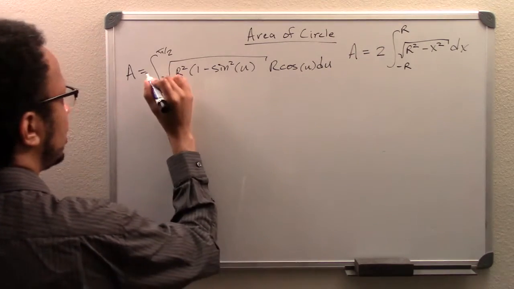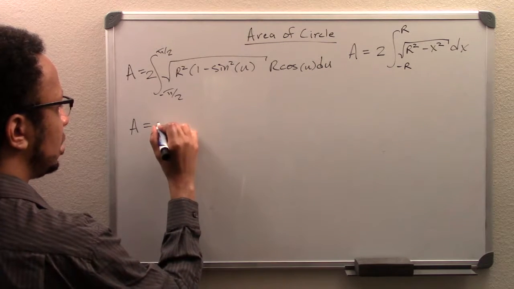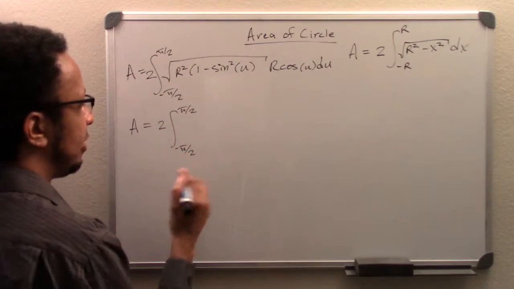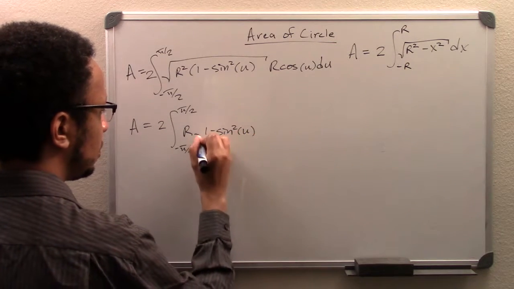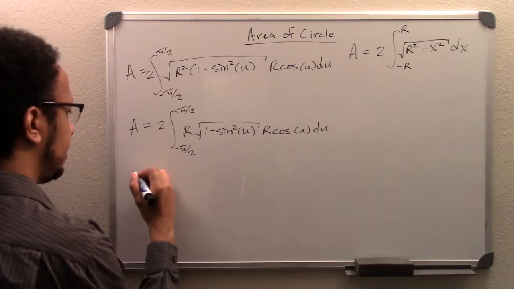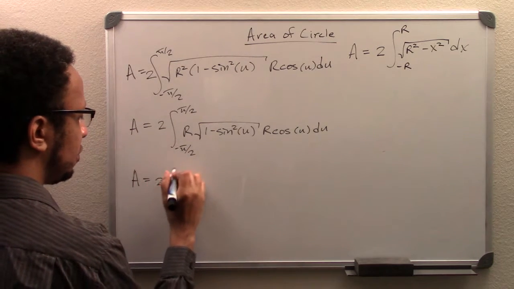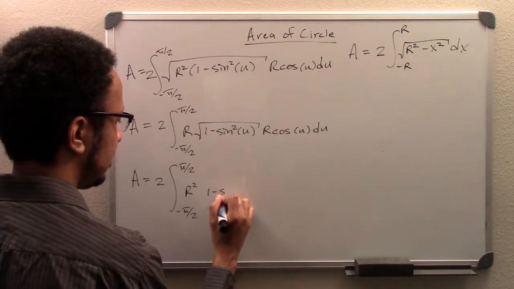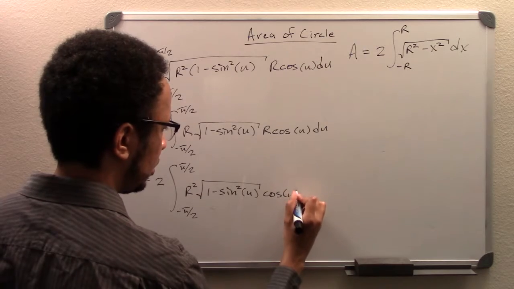I forgot to include my 2 there, so I'm going to put it here. And so this area is going to be equal to 2 times the integral from negative pi over 2 to pi over 2. We're going to take this r squared out, and it's going to be r times the square root of 1 minus sine squared u, times r cosine u du. This multiplied by that is going to be r squared, right? So now our expression is r squared times the square root of 1 minus sine squared u, times cosine u du.